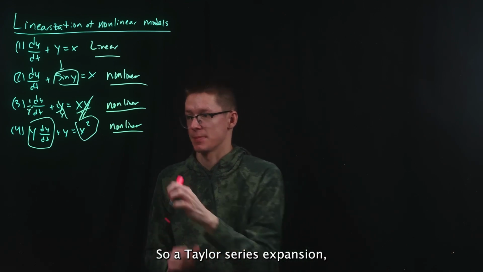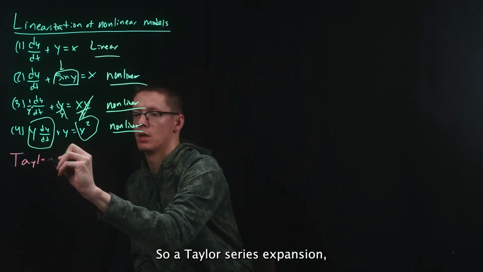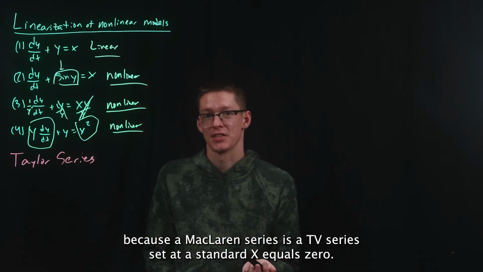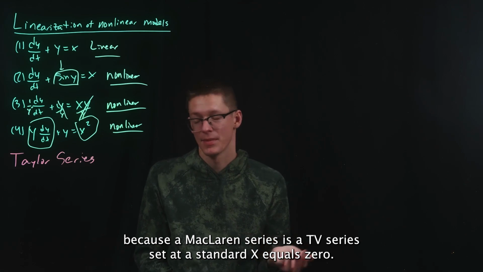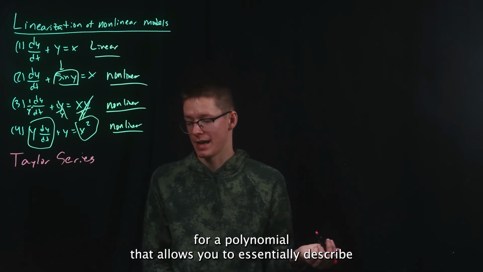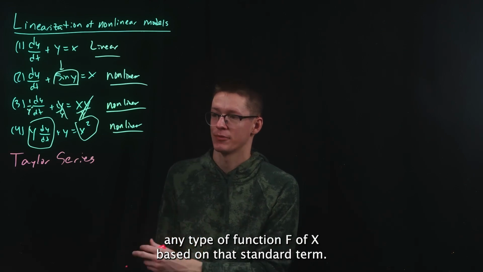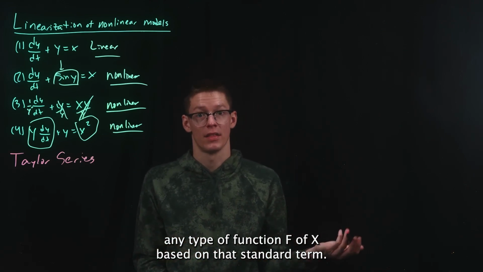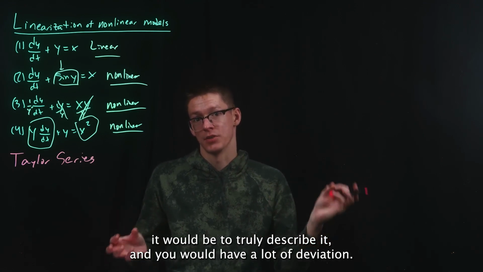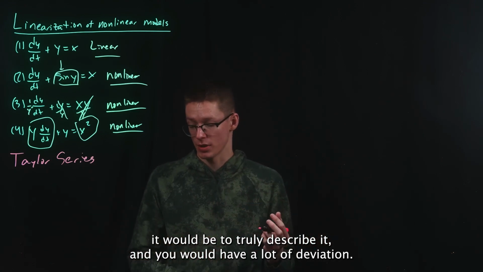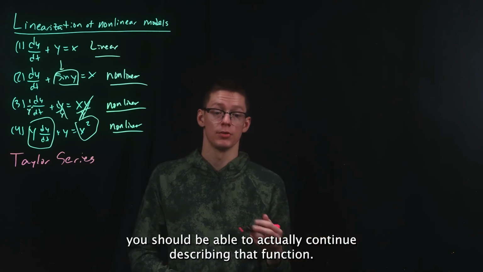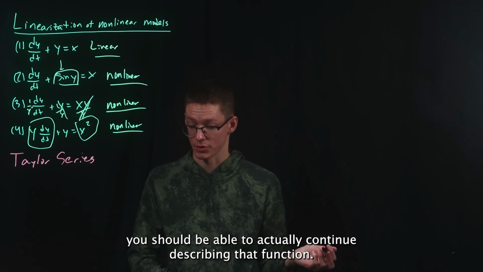So a Taylor series expansion, you may remember, because a Maclaurin series is a Taylor series set at a standard x equals 0. But a Taylor series is based on an infinite sum for a polynomial that allows you to essentially describe any type of function f of x based on that standard term. Now, the further away you go, the more complicated it would be to truly describe it, and you would have a lot of deviation. But in theory, as you keep adding more and more terms for the polynomial, you should be able to actually continue describing that function.